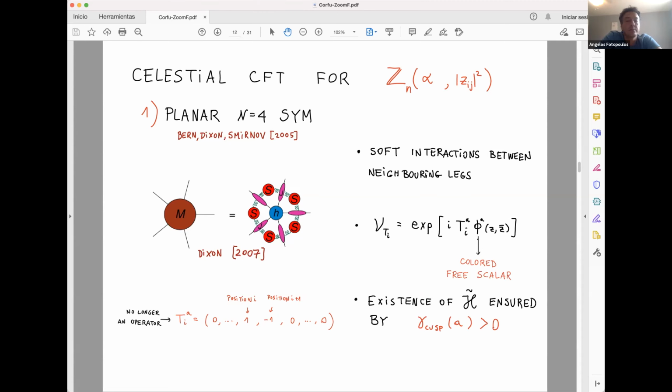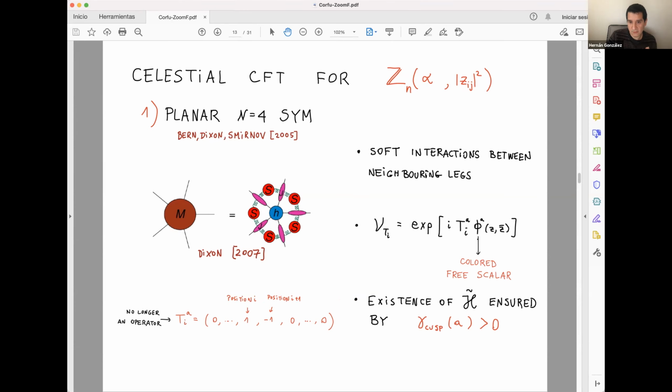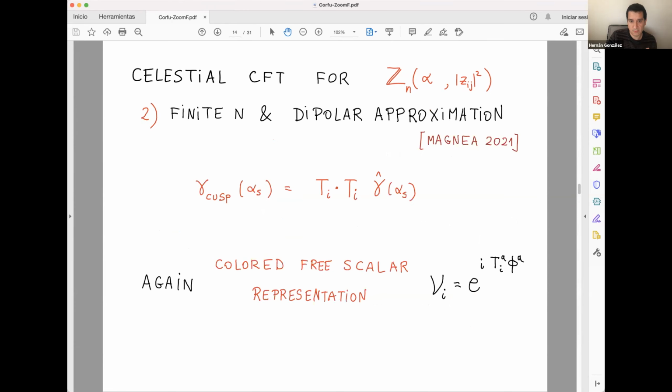Also here the BDS ansatz allows you to find the hard piece, at least for the 4-point and the 5-point amplitude, and the Mellin transform of this hard part exists because of the positivity of the cusp anomalous dimension.